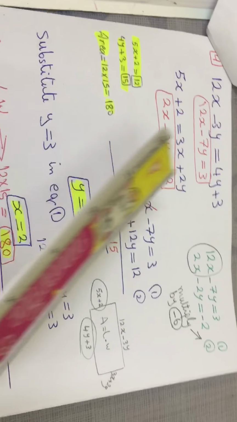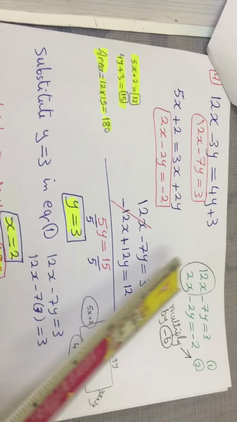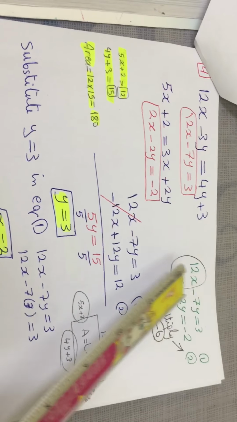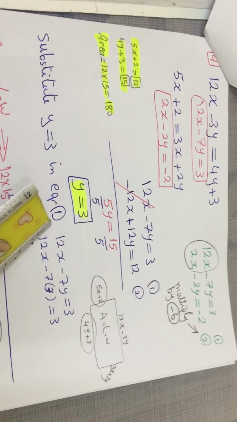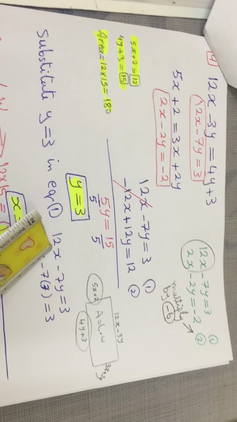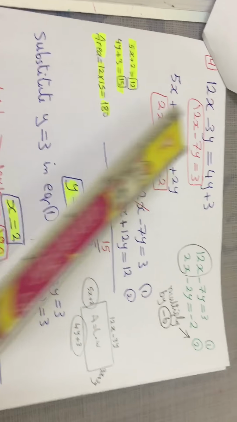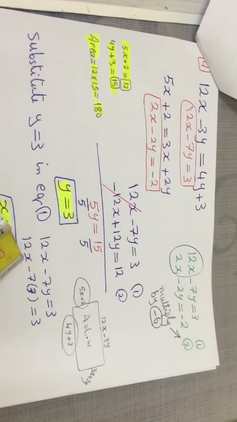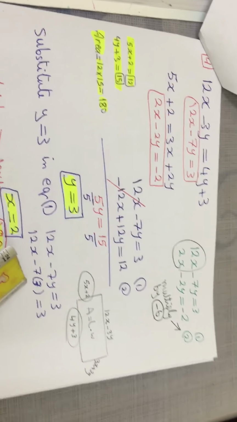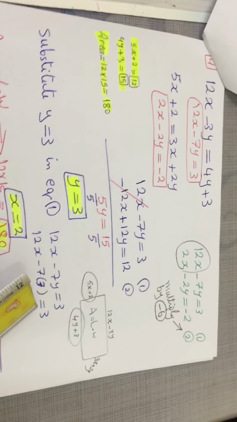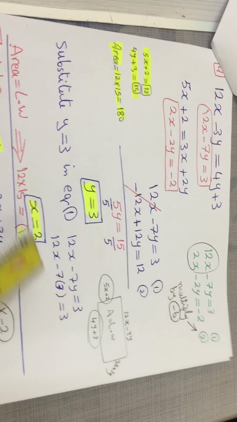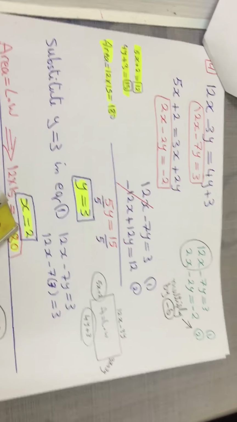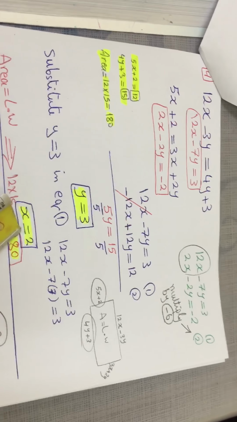Substitute the value of y in any equation you want, one from the red equations or one from the green equations. It's up to you, but rewrite the equation you want to use. I'll use this equation, 12x minus 7y equals 3. 12x, keep it the same, minus 7 times 3 equals 3. Calculate it, solve the equation, and you will find x equals 2. Okay, so now y equals 3 and x equals 2.